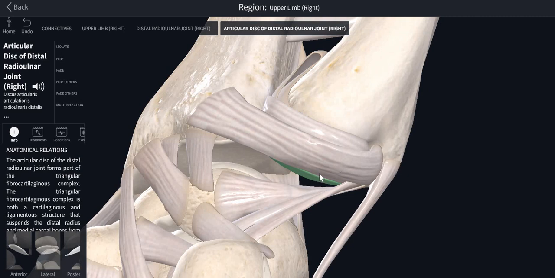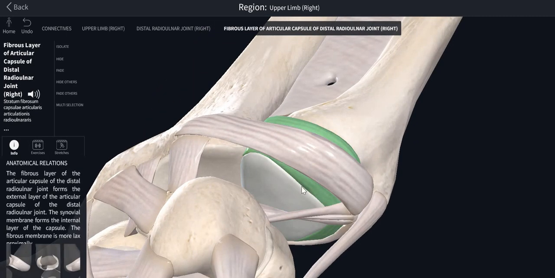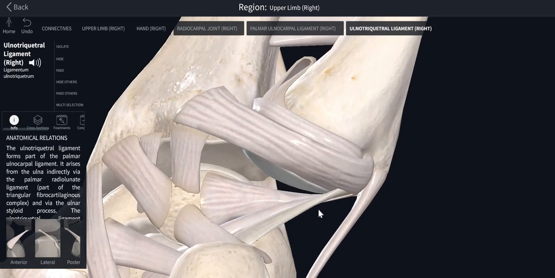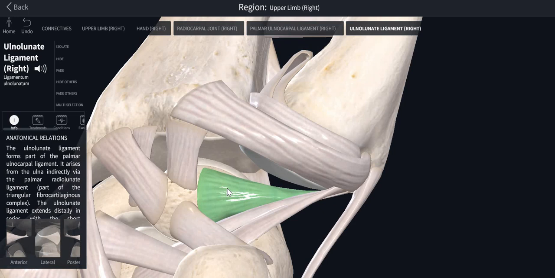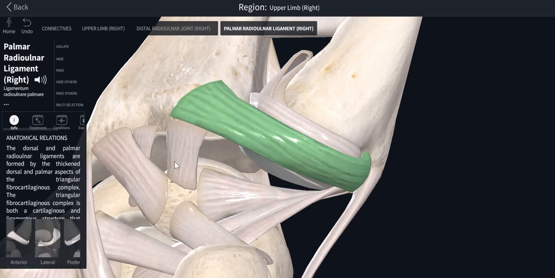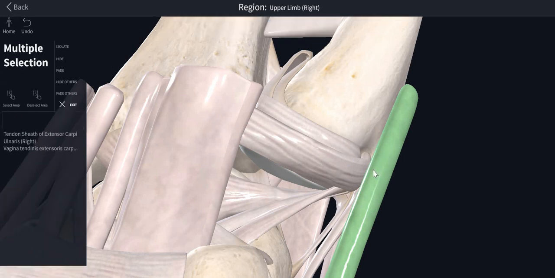So this complex is made up of the fibrocartilage, which is here, this fibrous layer, and the ulnotriquetral ligament, also the ulnolunate ligament. What else? Also the dorsal and the palmar radioulnar ligaments, and then another thing is this sheath as well is part of this complex. So again, this complex includes the extensor carpi ulnaris tendon sheath. This sheath is for the extensor carpi ulnaris.